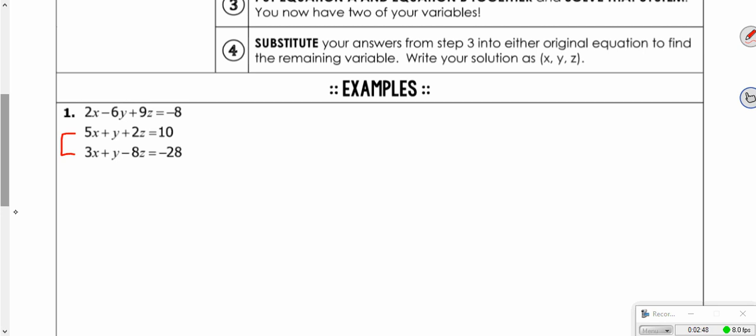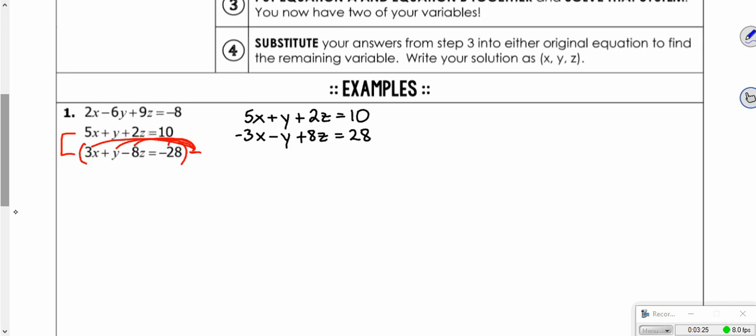So since I have a positive y and a positive y, one of them needs to be negative. So I'm going to have to distribute a negative here. Let me just say I'm going to take this and take a negative through the whole thing. Every term is going to get a negative. So let me rewrite this. First I have my 5x plus y plus 2z equals 10. And on bottom, I'm going to have negative 3x minus y plus 8z equals positive 28.